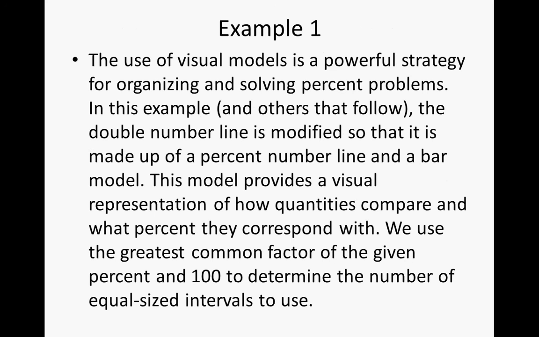So let's take a look at example 1. The use of visual models is a very powerful strategy for organizing and solving percent problems. In this example and the others that follow, the double number line is modified so that it is made up of a percent number line and a bar model. This model provides a visual representation of how quantities compare and what percent they correspond with. We use the greatest common factor of the given percent and 100 to determine the number of equal-sized intervals to use.